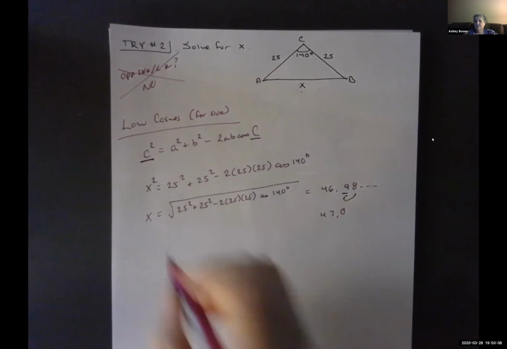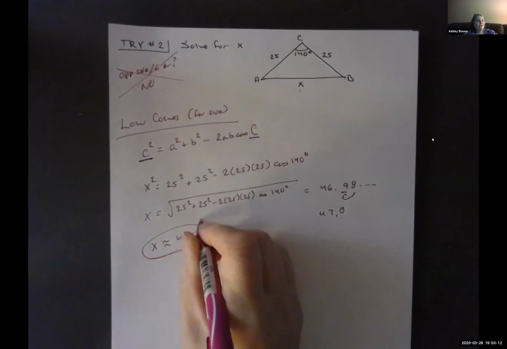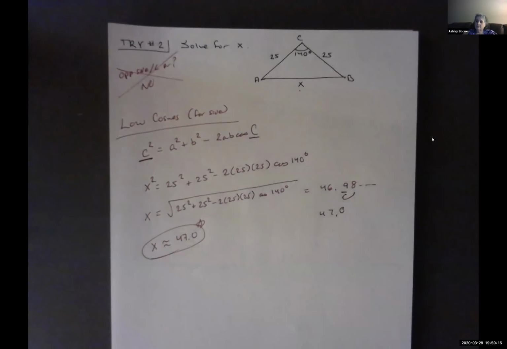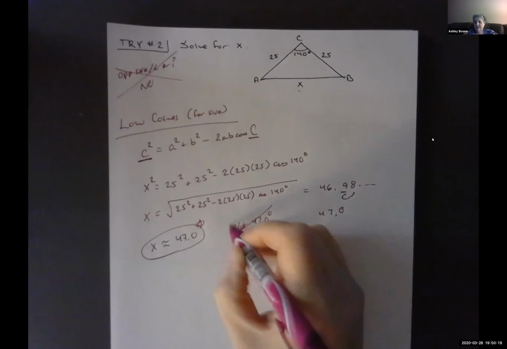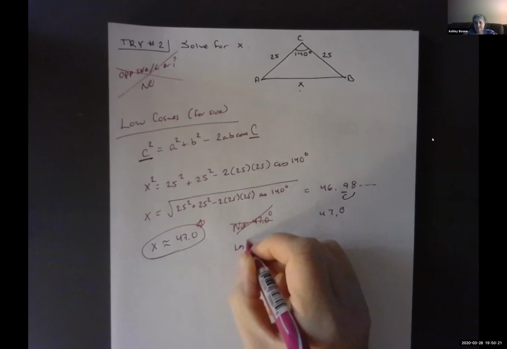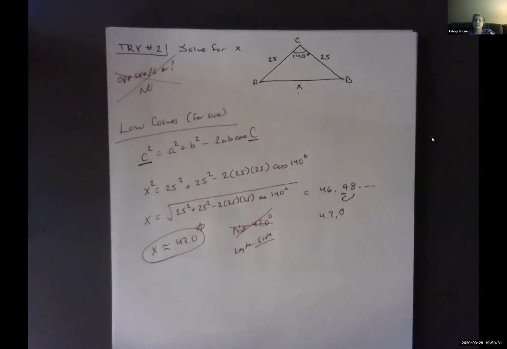So x is approximately 47.0. It's not degrees, be careful. It's not 47.0 degrees. It's the length of a side, okay? So if I knew inches or feet or centimeters, I would use that, but that's all I have for that one, okay? Let's go ahead and look at the third one.